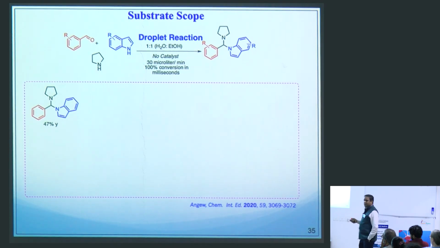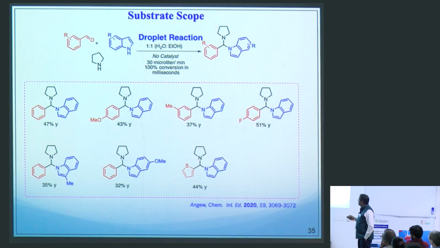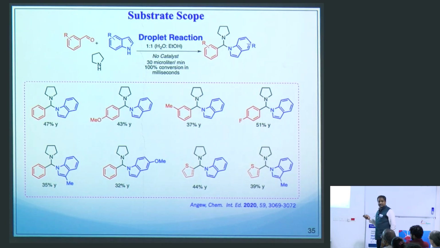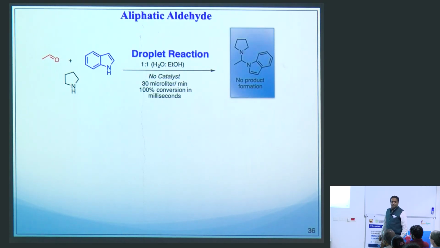By using the microdroplet method, we are able to achieve various types of compounds. I show here by varying the electrophilic partner as well as the nucleophilic partner aryl systems. Suppose we go for an aliphatic aldehyde, we are not able to get the product. We took acetaldehyde, and it first forms the iminium ion. Once the iminium ion forms, this nitrogen is going to attack here and form the product. But there is no product formation.